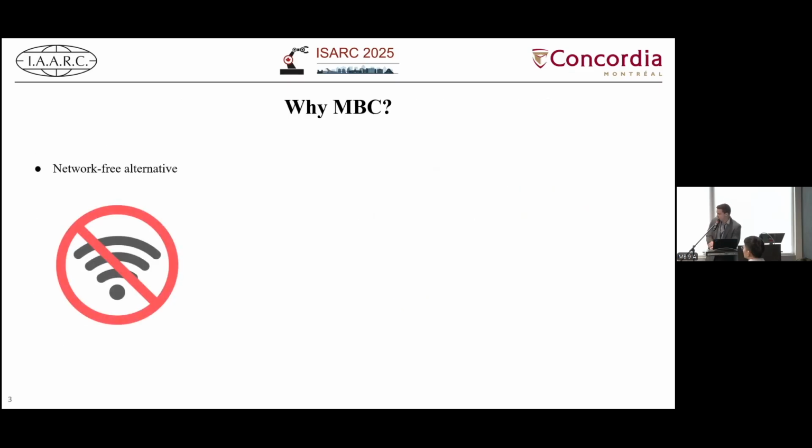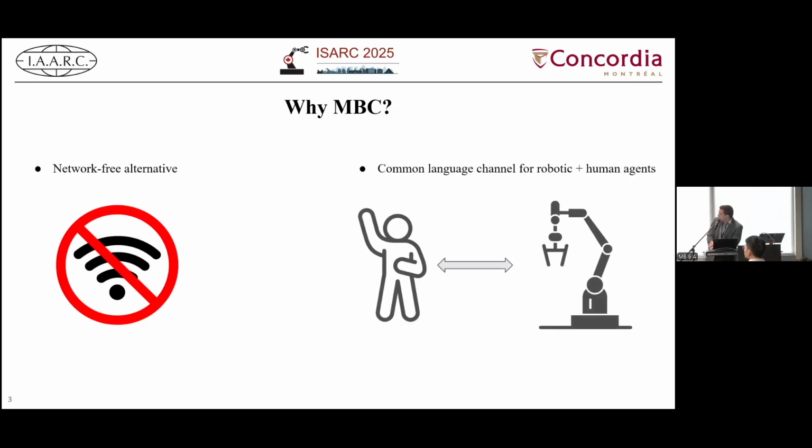Now we'll talk about why. Essentially, it's a network-free alternative to communication. This makes it immune to electromagnetic interference, network attacks, and disruptions. It can also serve as a common language channel for both robotic and human agents. So this is obviously useful in collaborative environments when you are working with multiple robots or people.